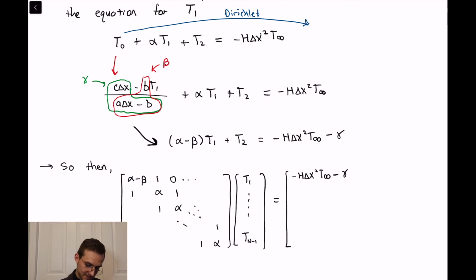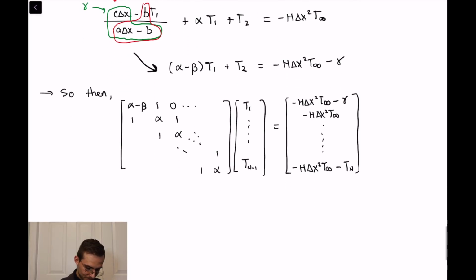Okay, and then the second entry is going to be the same as before, minus h delta x squared T infinity. And that continues all the way down to the last entry, which, as I said before, is the same as the previous case because the right-hand side boundary did not change. Okay? And an important thing that happened here is that we maintained the tridiagonal structure.